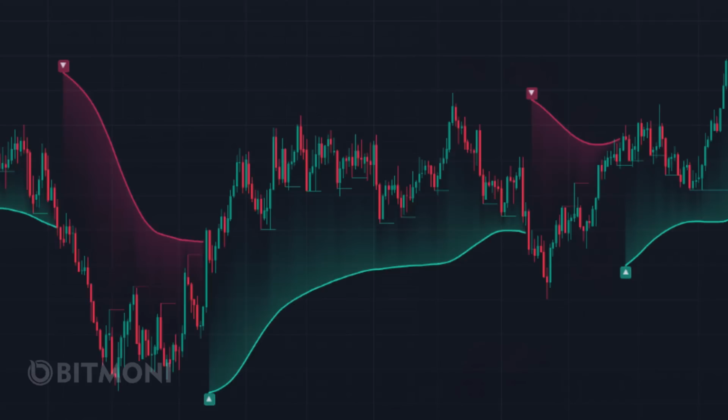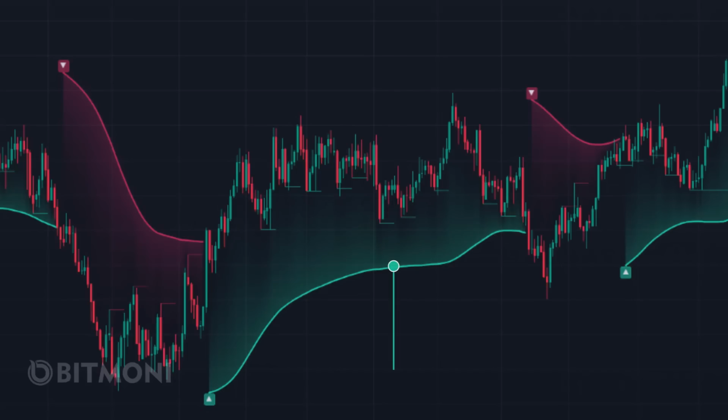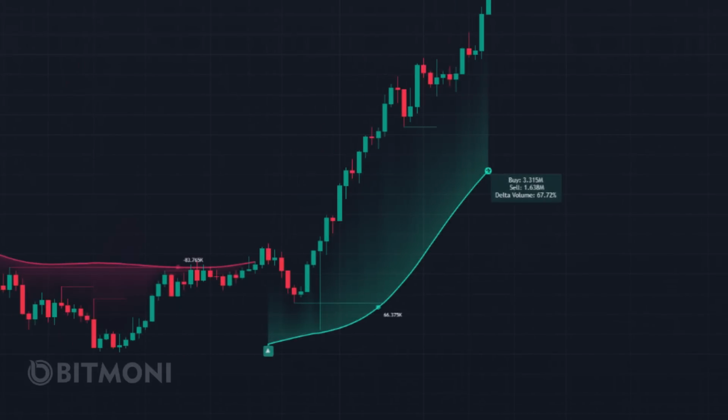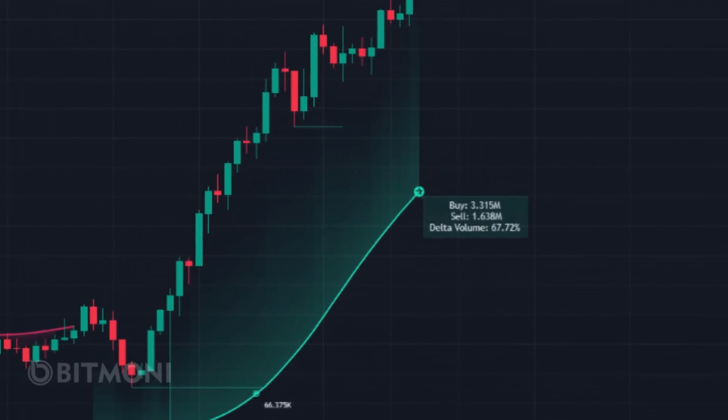In a trending market, this indicator can be used for two main purposes. The first and most obvious is trend identification. If the trend cloud is green, the trend is bullish. If the trend cloud is red, the trend is bearish. The second use of this indicator in a trending market is to identify the strength of the trend using this table. So here we have a bullish trend.